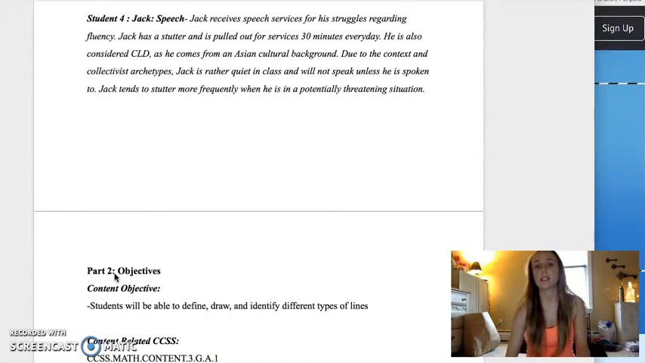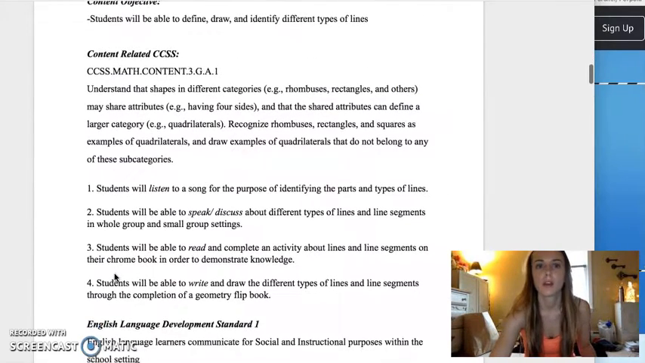And then last but not least, I have Jack. So he receives speech services. He has a stutter and he gets pulled out 30 minutes a day. And then he's also considered a CLD student. He's from an Asian cultural background. So due to those archetypes, he's very quiet, doesn't really speak unless he's spoken to, won't ask a question if he needs help, that type of thing.